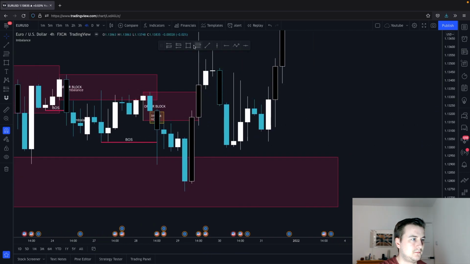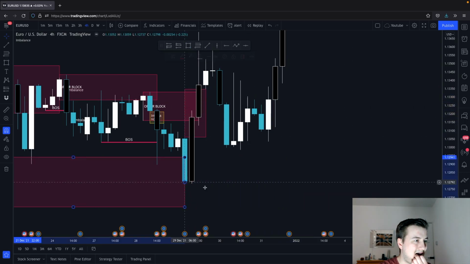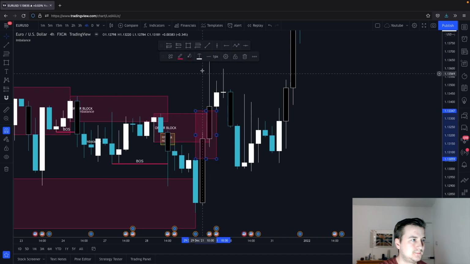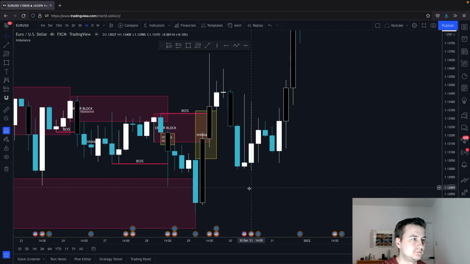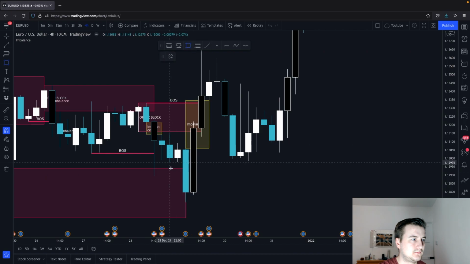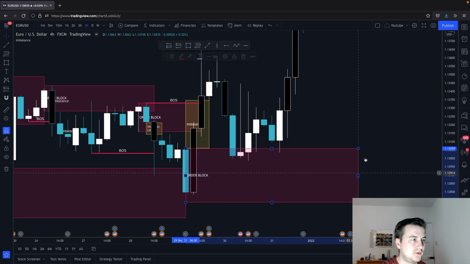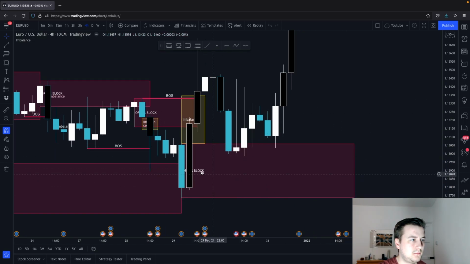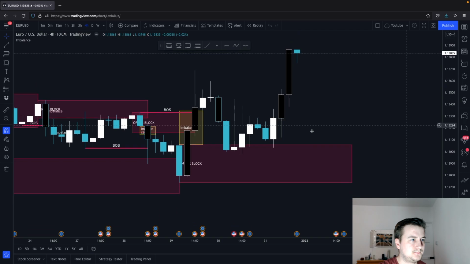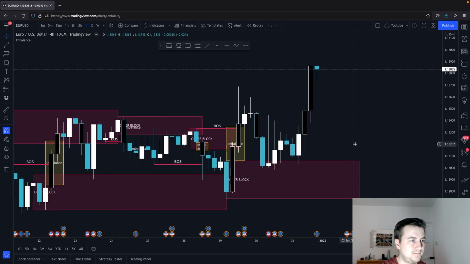But now, right here, getting this one out of the way. Right here you got an imbalance with a breaker structure, and your last down move before the up move. What does price do? Price comes right into it and rejects upwards. See?